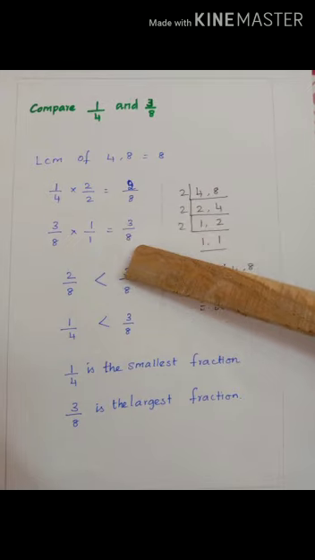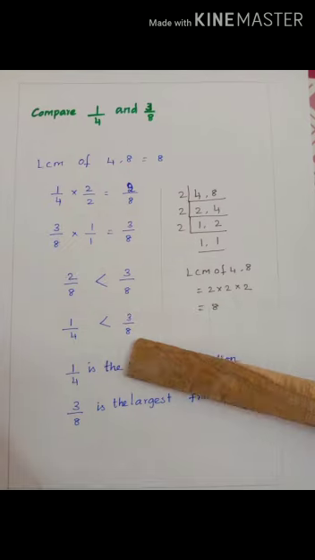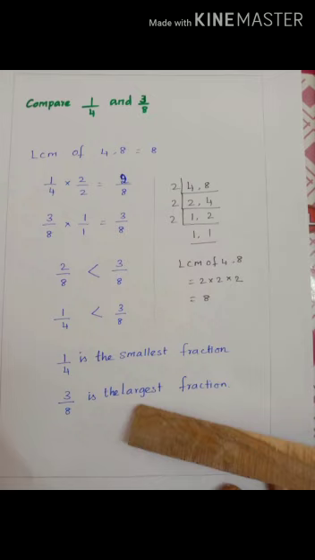3 by 8, here the denominator is 8. Now both fractions have the same denominator, 2 by 8 and 3 by 8. Now which one is greater, 2 or 3? 3. 2 by 8 is less than 3 by 8, or 3 by 8 is greater than 2 by 8. Write the original numbers in that place. So 1 by 4 is less than 3 by 8. 1 by 4 is the smallest fraction and 3 by 8 is the largest fraction.